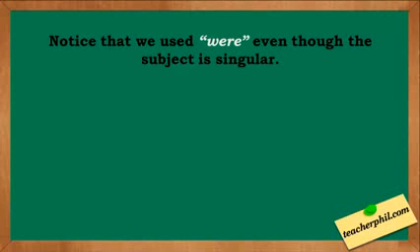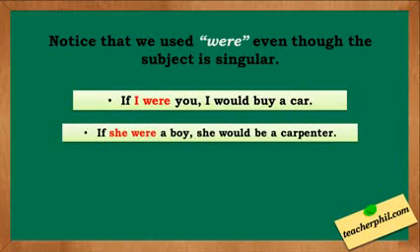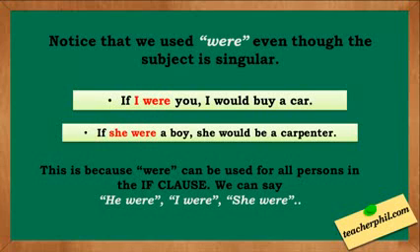The be verb were is used for plural subjects, but if you've noticed, we used were even though the subject is singular. If I were you, I would buy a car. If she were a boy, she would be a carpenter. Why do you think so? Well, this is because were can be used for all persons in the if clause. We can say if he were, if I were, or if she were.